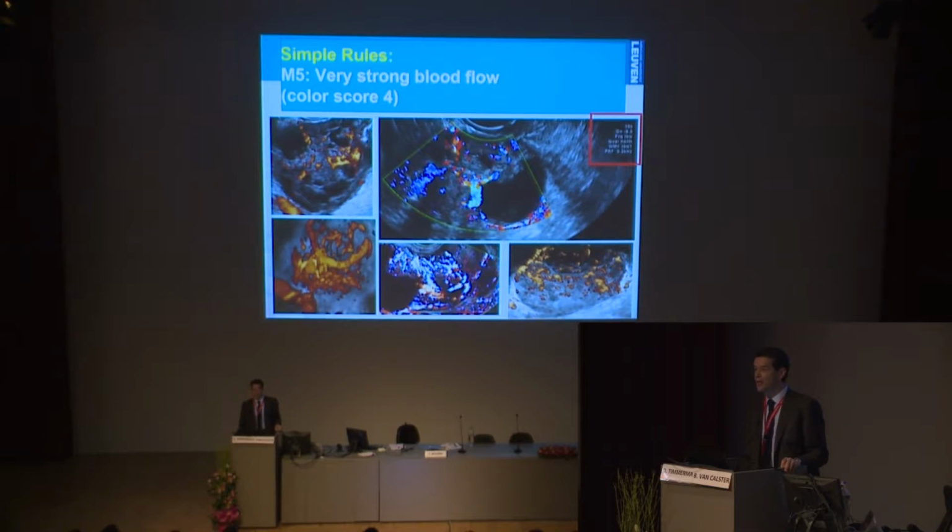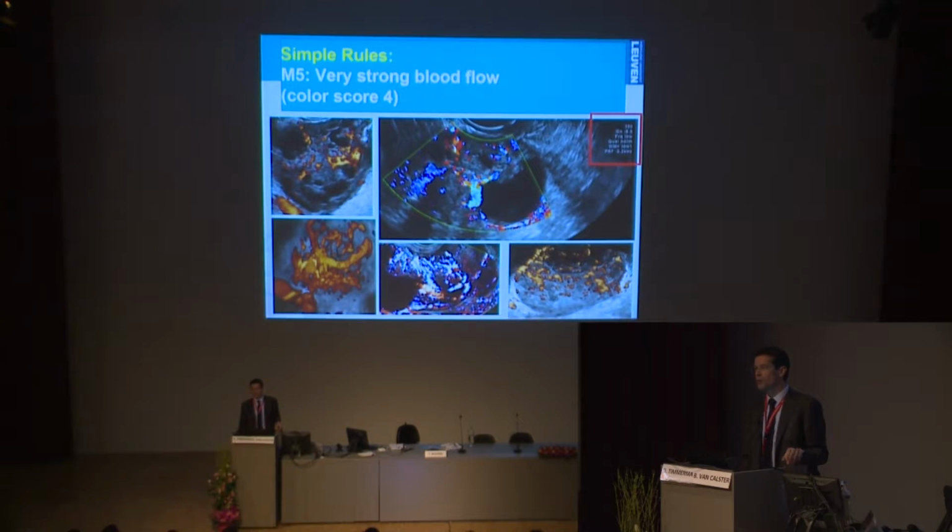But if you see a lot of flow, so if it's really abundant, if it's more than what you expect by looking at the grayscale image, that's color score 4. Color score 1 is you don't see any flow. 2 is minimal. You really have to look hard to find some blood vessels. 3 is moderately strong, and 4 is very strong.